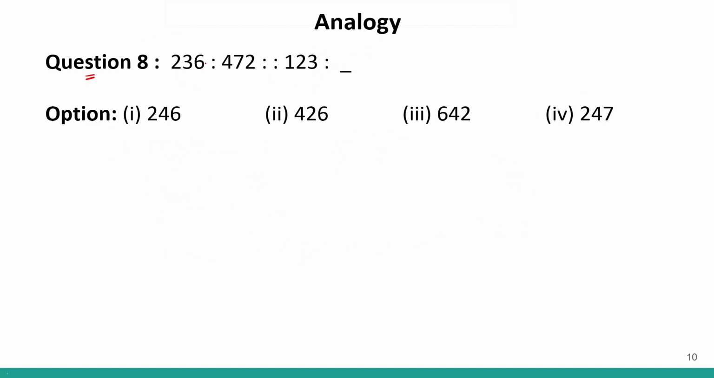Question number 8, we have 236 and 472, and we have to find the missing term in the second pair. So what is the relationship between 236 and 472? If I multiply 236 into 2, what will I get? 6 into 2, 12, 1 will be carried. 3 into 2, 6 plus 1, 7, and 2 into 2, 4. So basically this is multiplication by 2, correct? This is multiplication by 2.